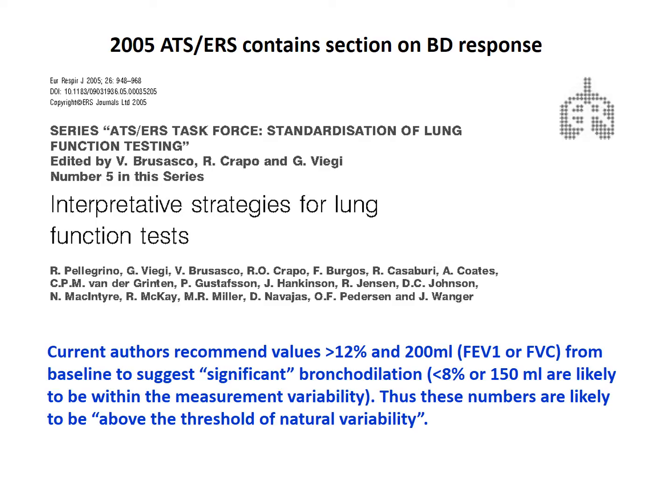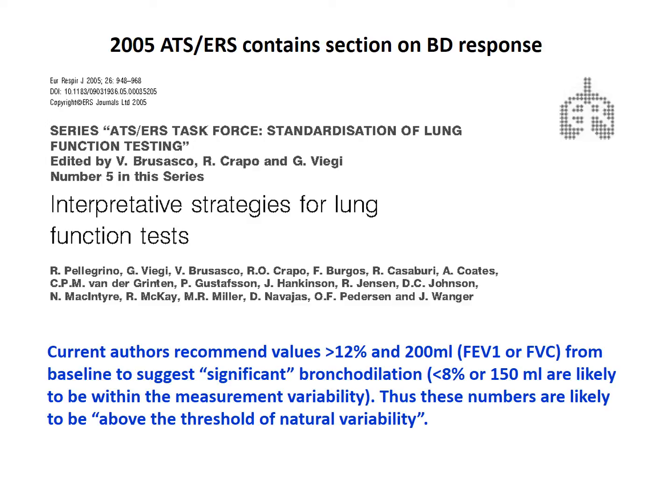So why do referrers ask for the bronchodilator response? We've seen some examples from where I am. People must see more value in it. So let's look at some of the guidelines. Everybody loves guidelines, including us respiratory physiologists. So let's start with the 2005 ATS-ERS task force paper.